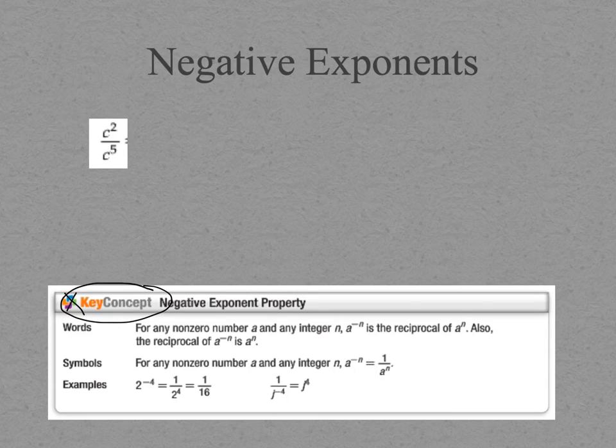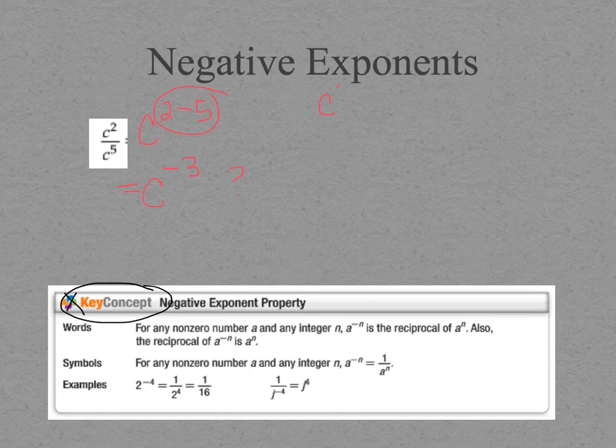But let's just analyze this problem here, c squared divided by c to the fifth. Now, if we were to follow our division rules like we learned already, we would say c to the 2, take away 5, and we know, because we are mathematically proficient, that 2 take away 5 is negative 3. Now, we really want to know what this piece means. What does it mean to be c to the negative third power?